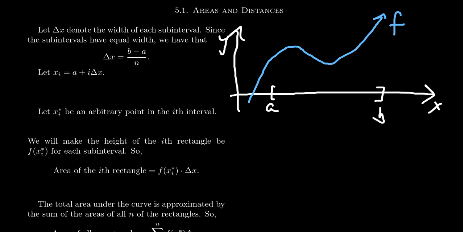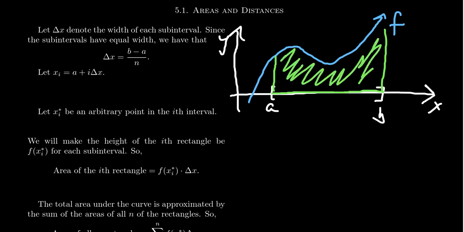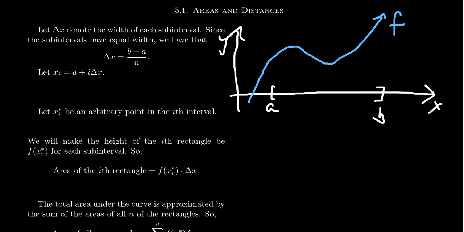What we want to figure out is, if we take the interval from a to b and look at the function below, that is, the region that's below the curve but between these two boundaries, what's the area of this region right here? This is what we mean by this area problem. So how do we go about doing that?